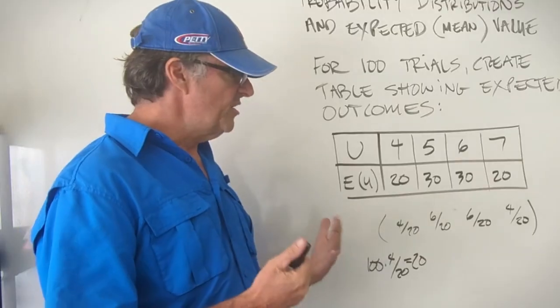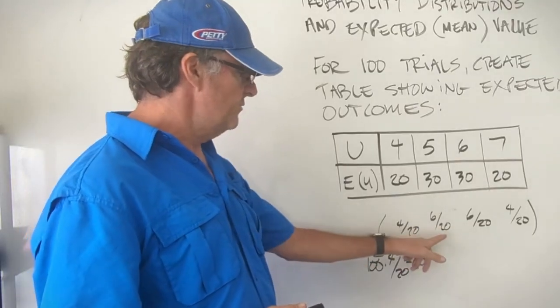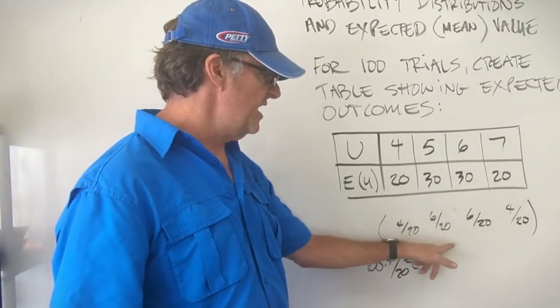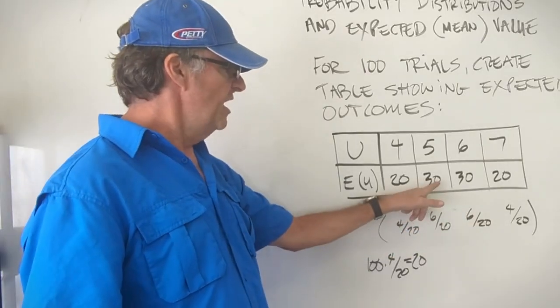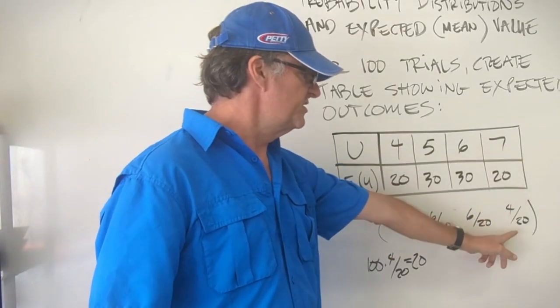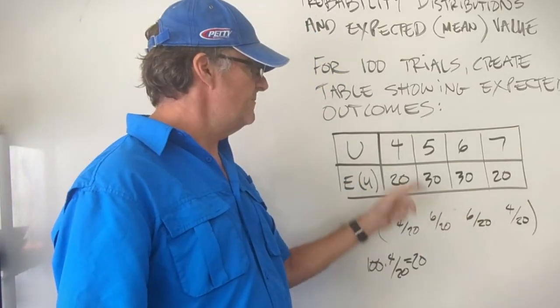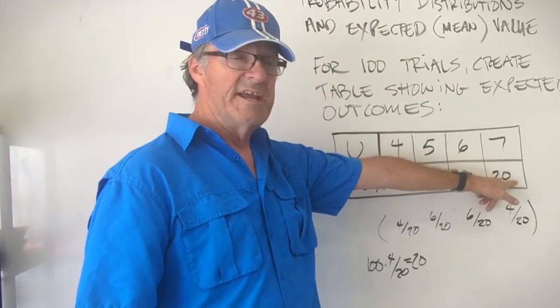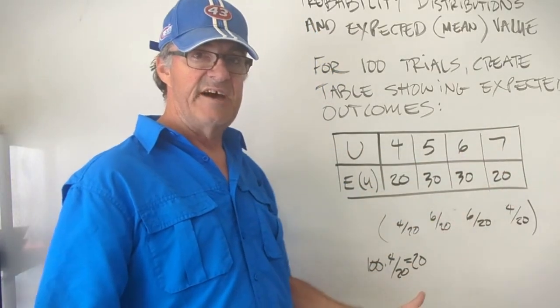Okay, so there's really only one other different result, and that was for the two outcomes that had probabilities of 6 out of 20, and you would expect to get those results 30 times each. And then finally, this one is again 4 out of 20, which would be the same as getting a 4. So we have 20 outcomes that would give us the result of the 7.